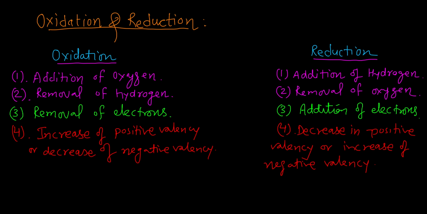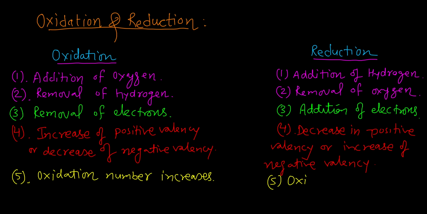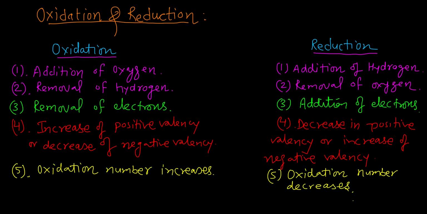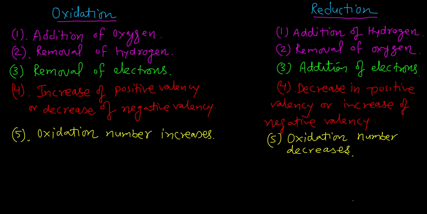Okay, and next definition we can write. Oxidation is the process where oxidation number increases. In the same way, in reduction, oxidation number decreases. Okay, so these are the main points which you should always remember about oxidation and reduction processes. So let's understand each of these points by some examples.